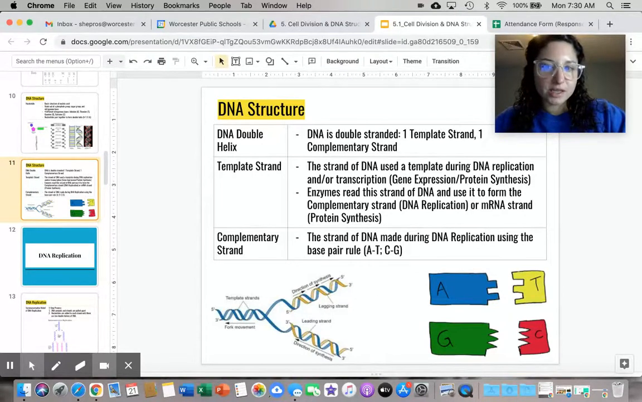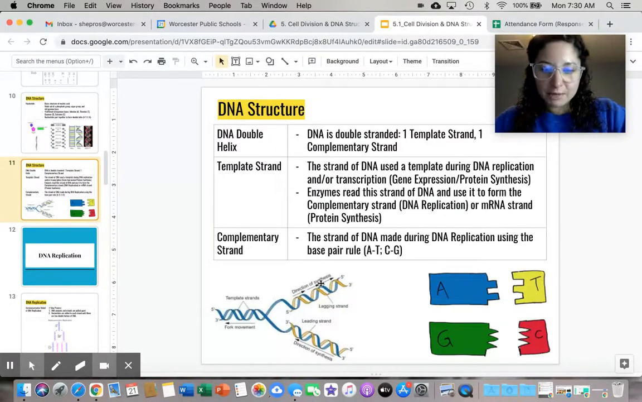So we have our template strand, which is our original copy, and then we have our complementary strand. So on the template strand, we can watch the A's, T's, C's, and G's, and we're able to create a complementary strand based off of the template strand because we know A pairs with T, T pairs with A, C pairs with G, G pairs with C. So like I said, that's what the template strand is, and that's what the complementary strand is.